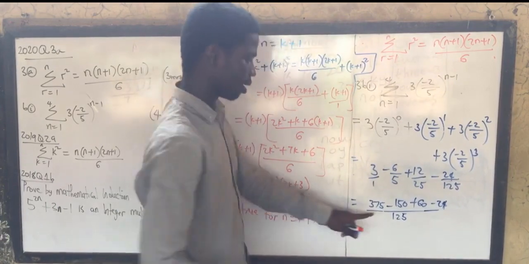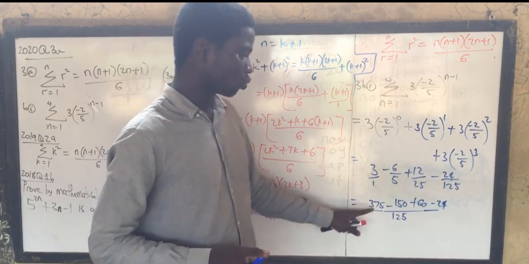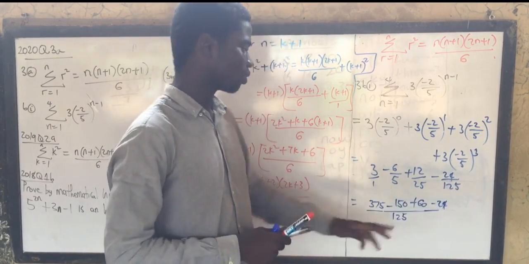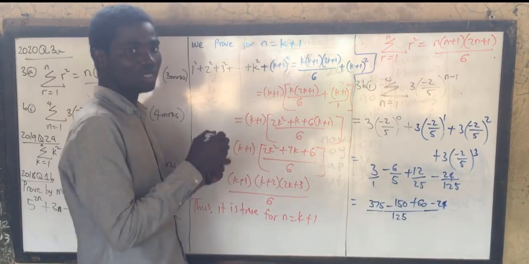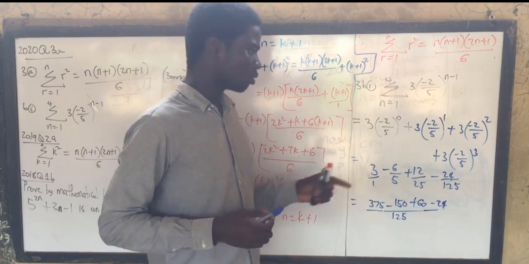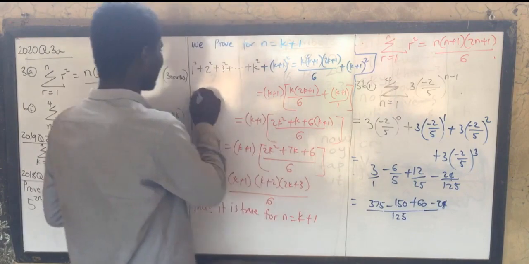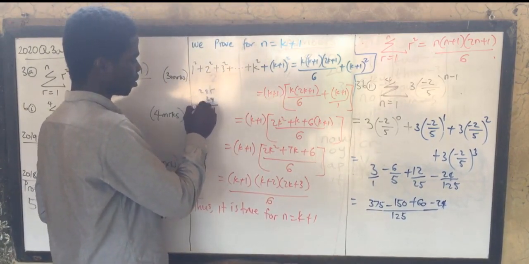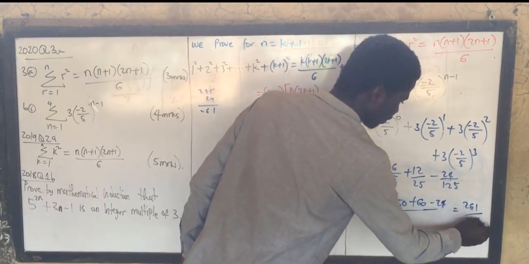So 375 minus 150 will give me 225. 225 minus 24, or 225 plus 60, will give me 285. 285 minus 24 will give me 261. So the answer is 261 over 125.